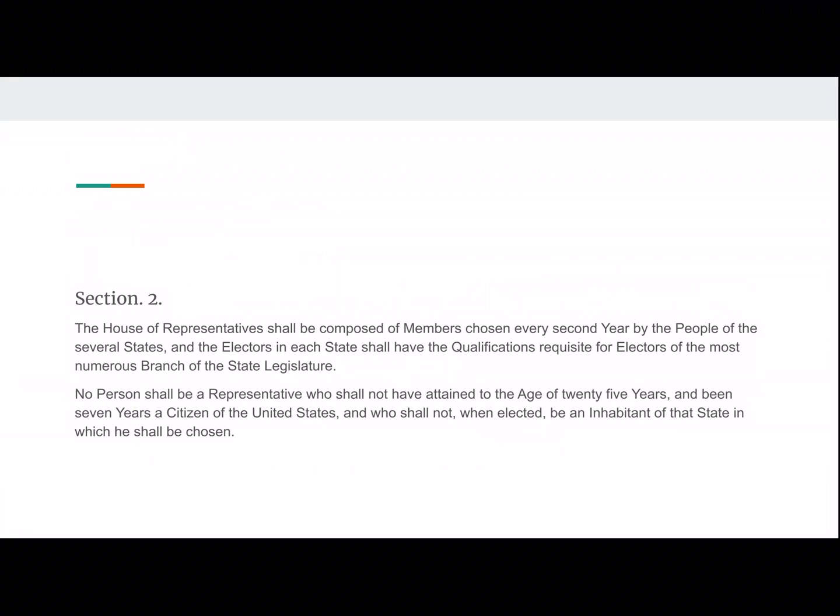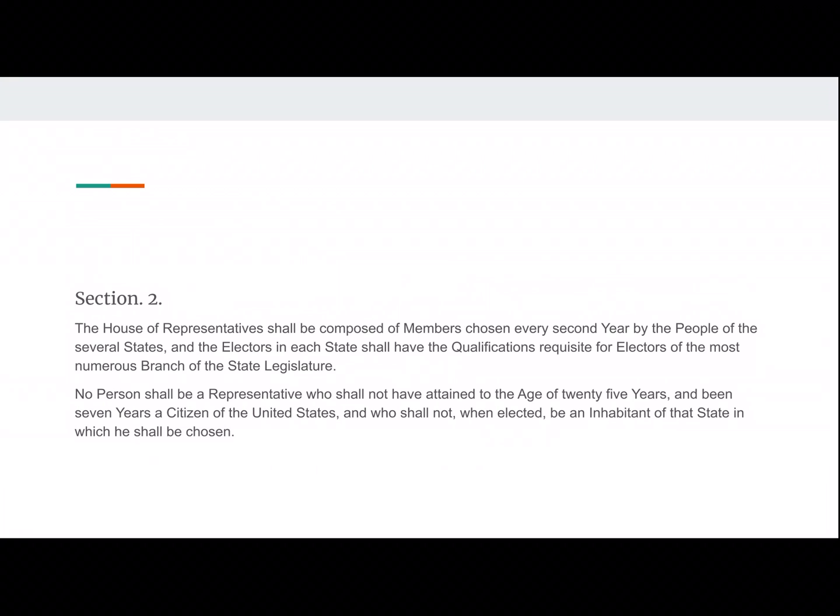Section 2, the House of Representatives part. So the House of Representatives shall be composed of members chosen every second year by the people of the several states, and the electors in each state shall have the qualifications requisite for electors of the most numerous branch of the state legislature. No person shall be a representative who shall not have attained the age of 25 years, have been 7 years a citizen of the United States, and who shall not, when elected, be an inhabitant of that state in which he shall be chosen. Of course, now it should be he or she, but at that time, only men could serve.